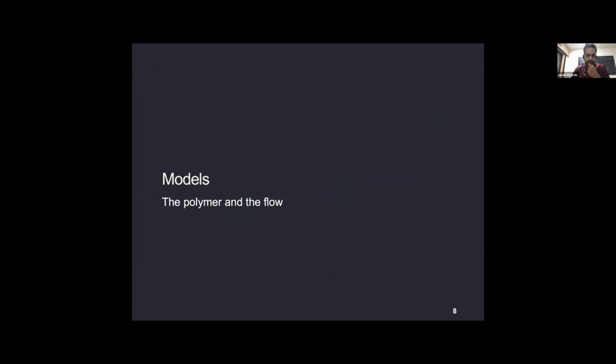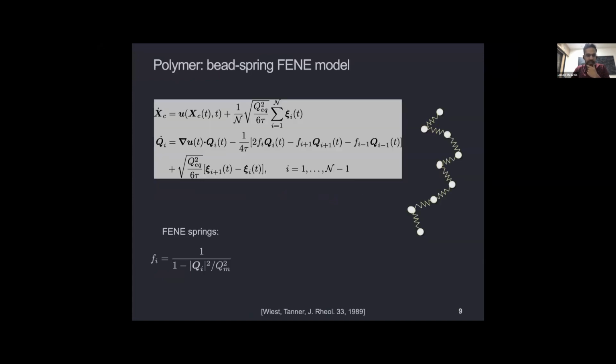Okay, so let me start with the model, both for the polymer and the flow. So for the polymer, we use the standard FENE model. So it's basically, if you direct your attention to the schematic, a bunch of beads. Each of these beads would have been like a tracer experiencing fluid drag, except for the fact that we've linked them together by elastic links. And these elastic links have a finitely extensible spring law, so that there's a maximum stretch Qm, where Q is the extension of each individual link.